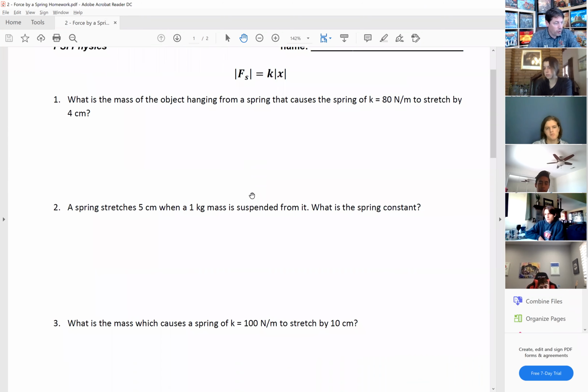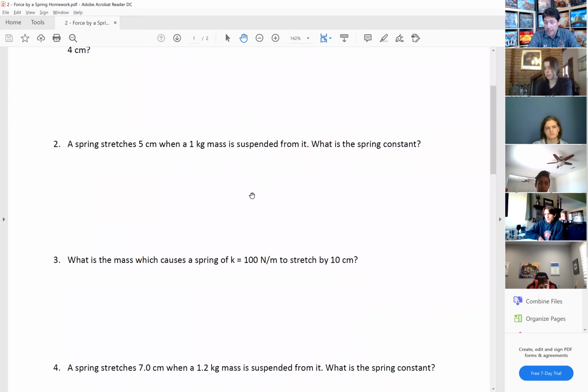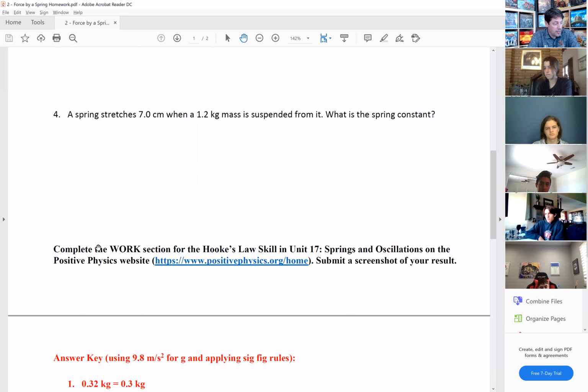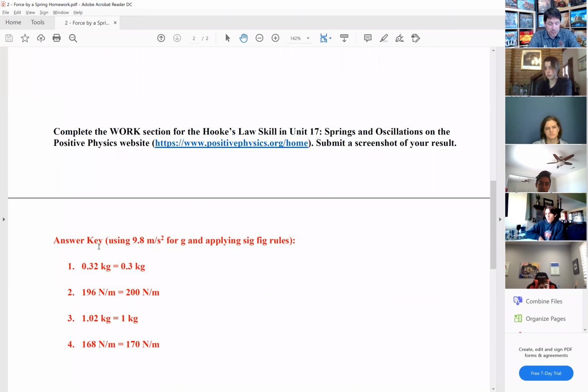You can see these first 4 questions are basically just like what we practiced in class today, so they should be pretty straightforward. On the second page, let me mention this first, you can see the answers, so you can check your work and make sure you're getting the correct answers. You can see I've made a note: I used 9.8 meters per second squared for g when I needed to use that. And then I've given you an answer and then the rounded answer considering sig fig rules. So you can check all of that.